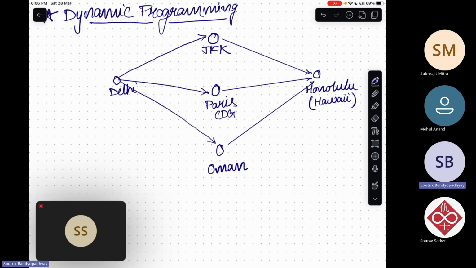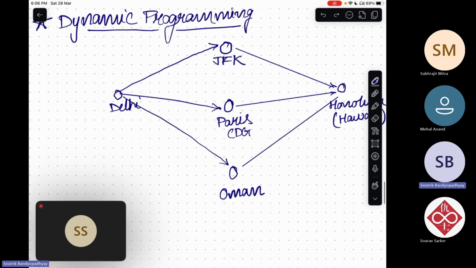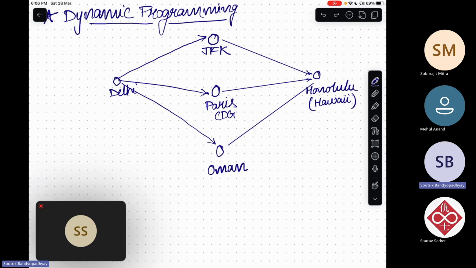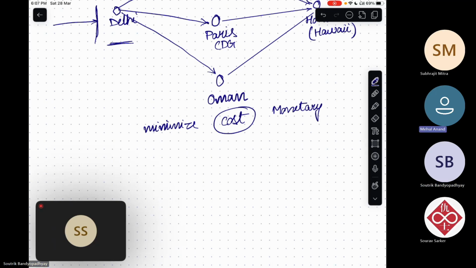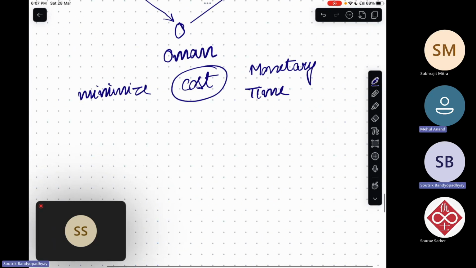Now, one can imagine that there is this sort of Markov chain occurring over here. This is a Markov decision process. From where you came to Delhi, we are not wondering right now. We only care from Delhi to Honolulu onwards. Now, we want to minimize, let's say, the cost of travel. This cost may be monetary, this may be time, this may be, let's say, fuel efficiency.